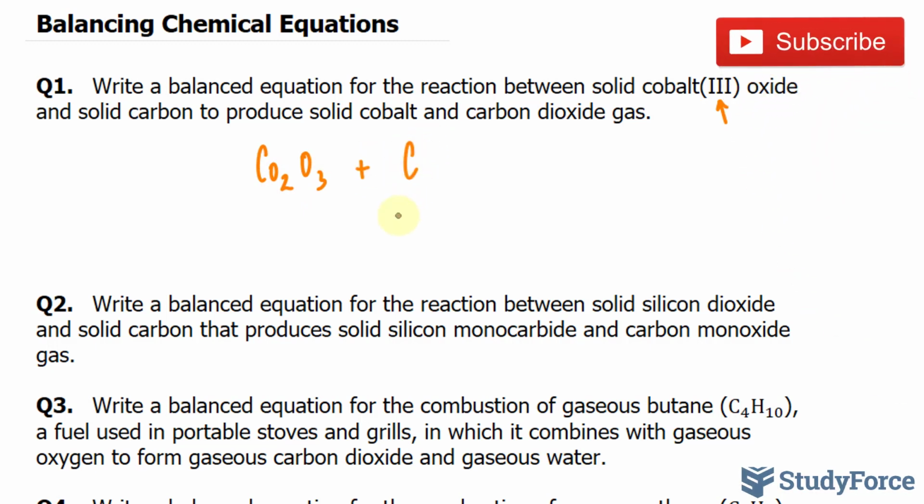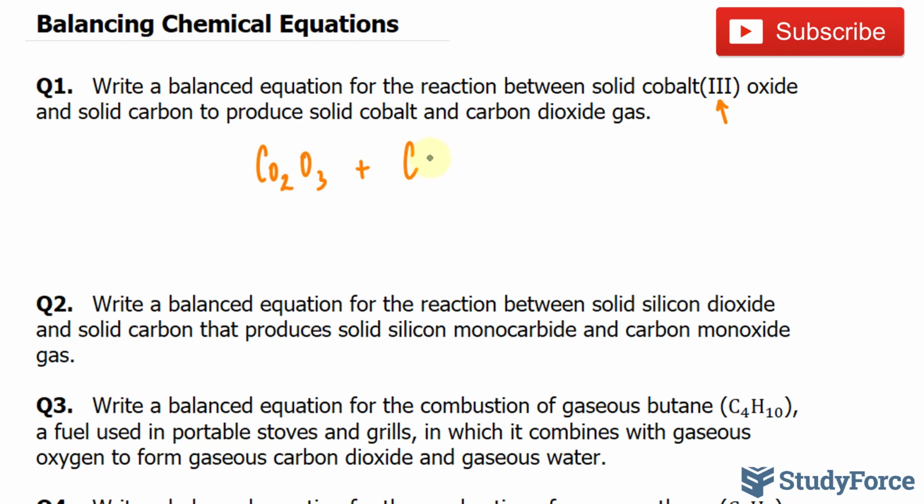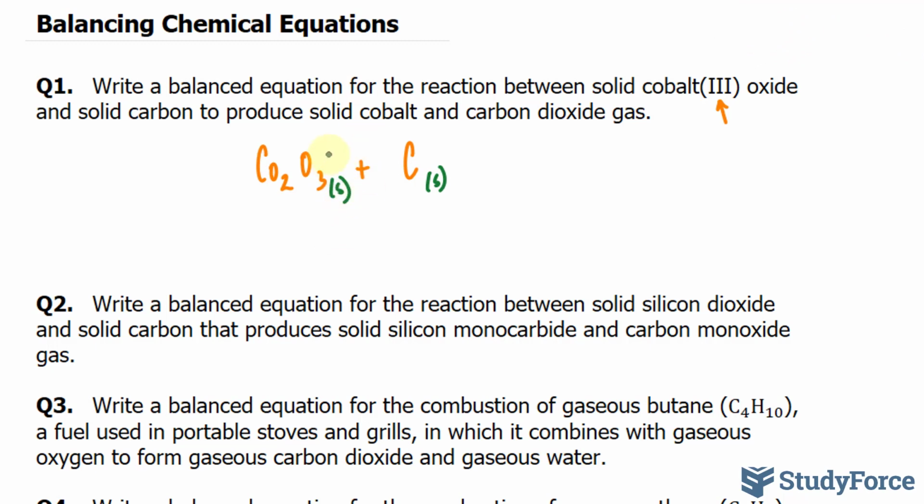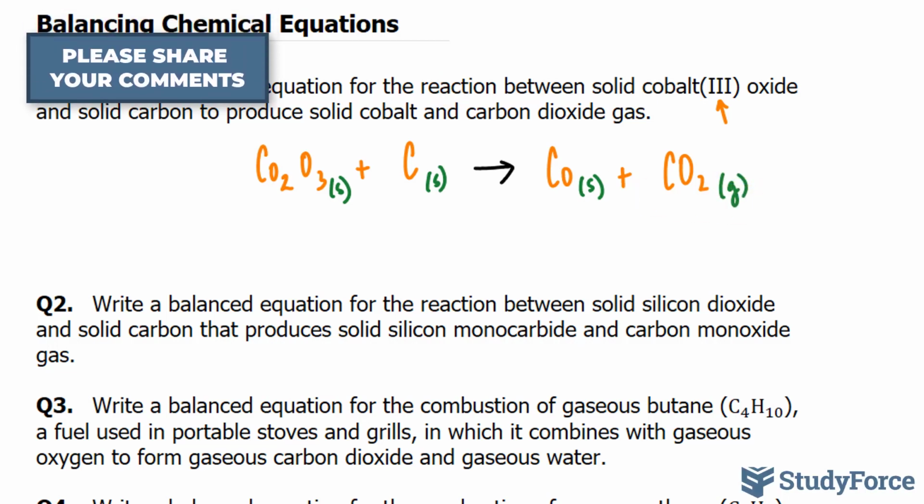And you want to denote the state of these compounds. So this element is a state of solid. This is also a solid. And this produces solid cobalt. So we draw an arrow. Solid cobalt will be represented by Co with an (s), plus carbon dioxide gas, CO2 with a (g). Our job is to balance the left side with the right side.